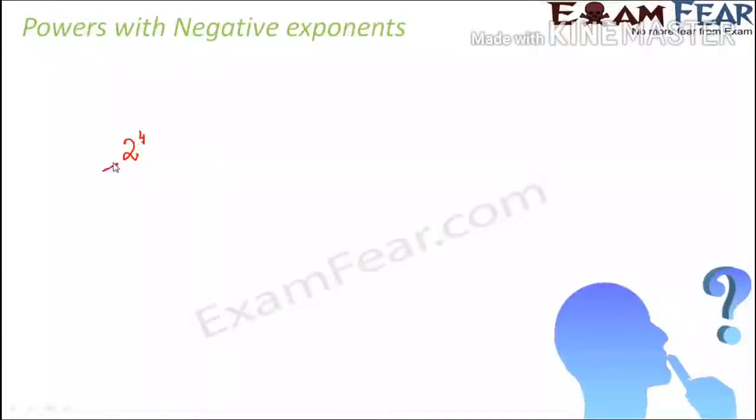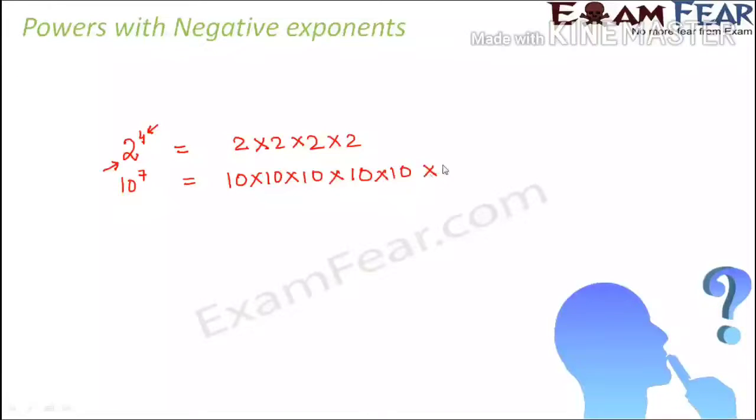This means that 2 is the base, 4 is the exponent, and this means that 2 has to be used 4 times in multiplication. That is, 2 is multiplied to itself 4 times. Similarly, if we talk about 10 to the power 7, this means 10 is multiplied 7 times. So this is what we have learned from the positive exponents, right?